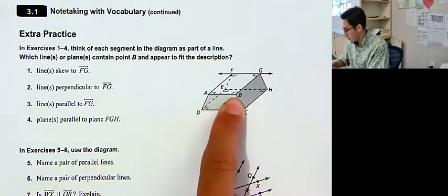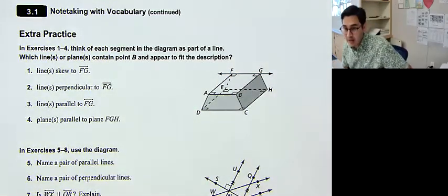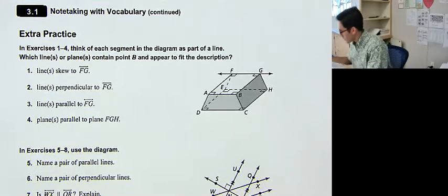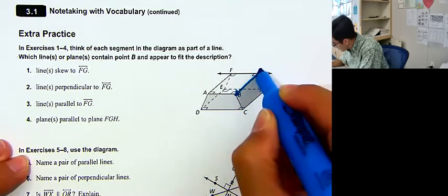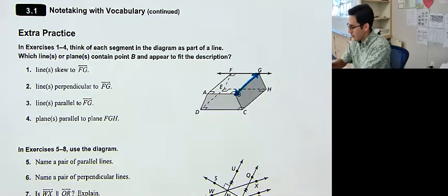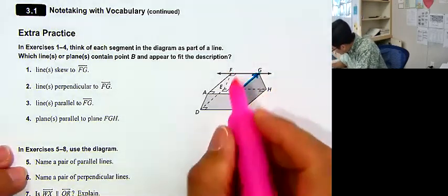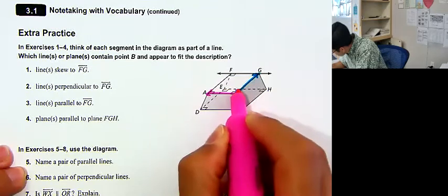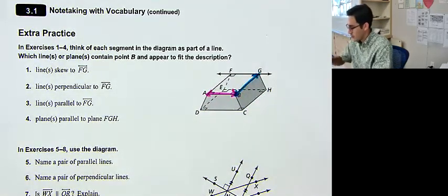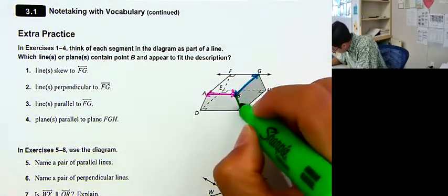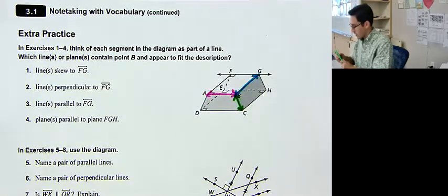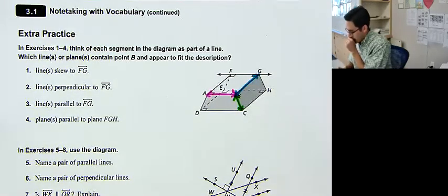Okay, so point B is right here. And then there are three lines that contain point B. We'll color that. So we have this line here, which we can call BG, and this line here, which we can call AB. And then we have this third line here, which we can call BC. Right, so there's a pink one, a blue one, and a green one.